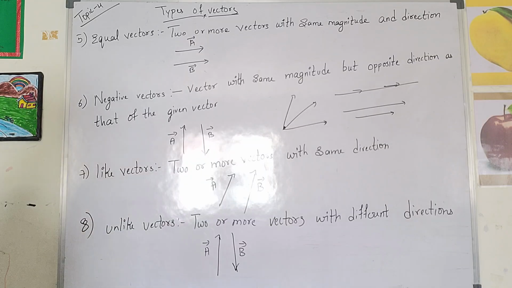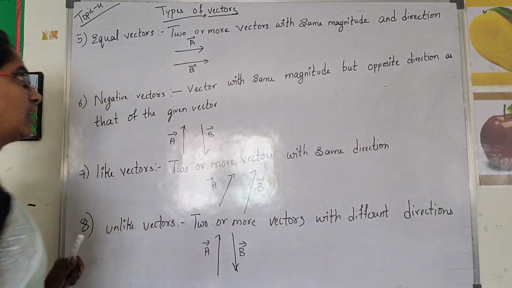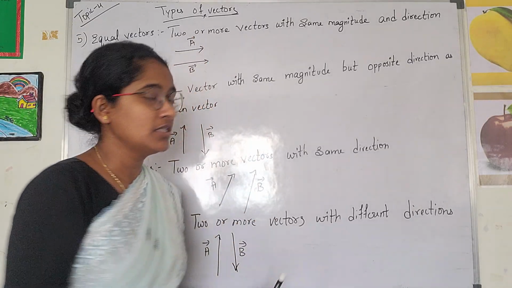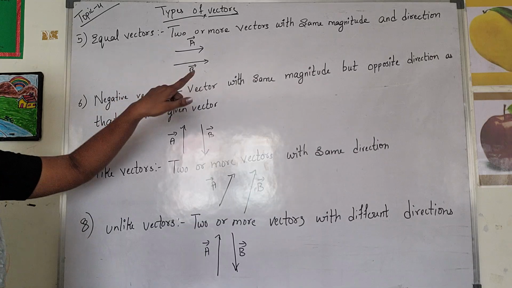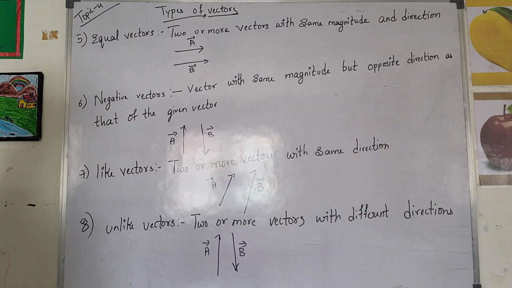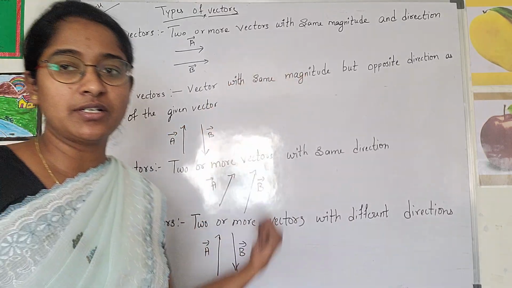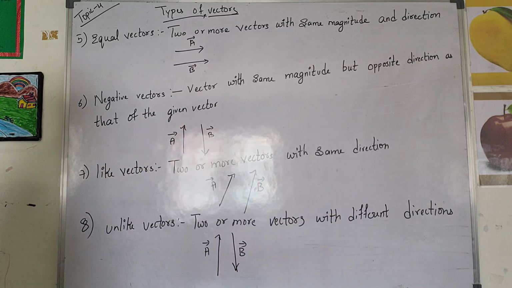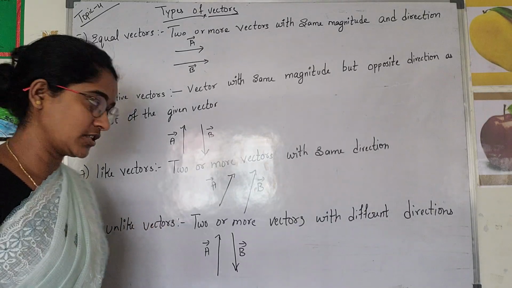Now we are into the fifth one, the equal vectors. Equal vectors are two or more vectors with the same magnitude and the same direction. Then negative vectors. Negative vectors are vectors with the same magnitude, but the directions are different from that of the given vector. So those are called negative vectors to each other.